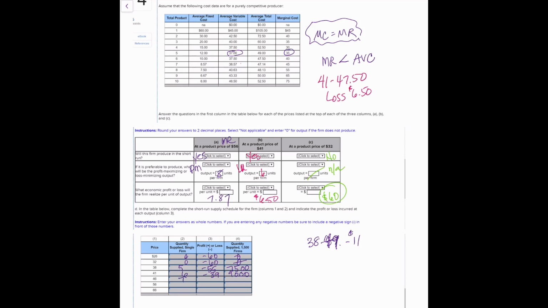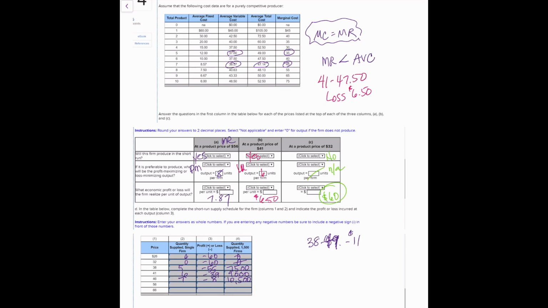At $46, 7 units are produced. Again, we can go through this process. We can see $46 is more than our average variable cost, so we will be producing those 7 units. The average total cost, however, is a little bit more. So the loss at $46 is $8 over those 7 units. And the amount produced in the market is 10,500.